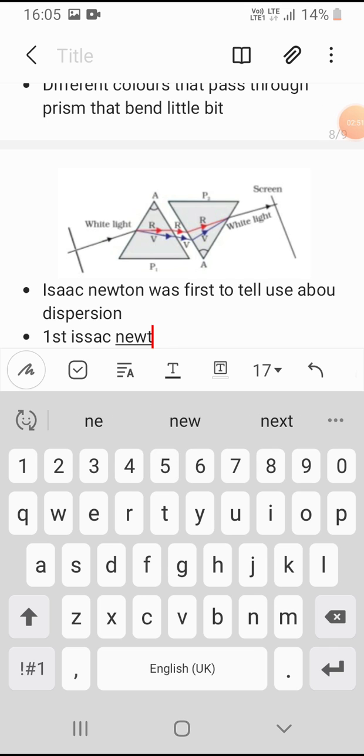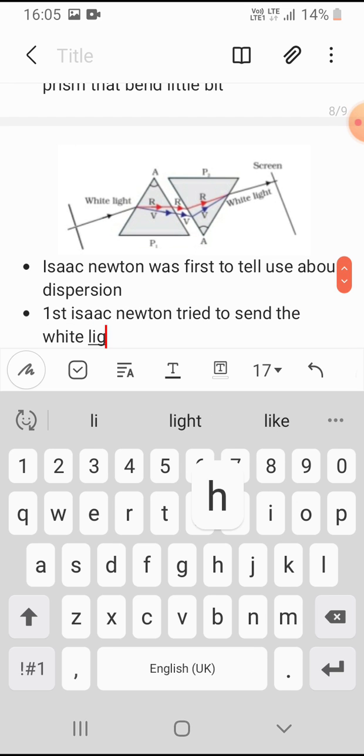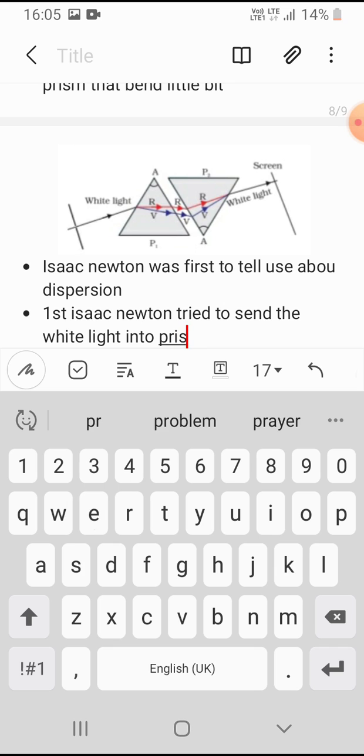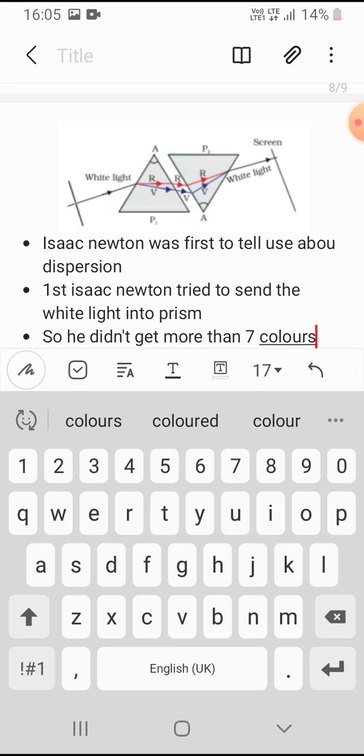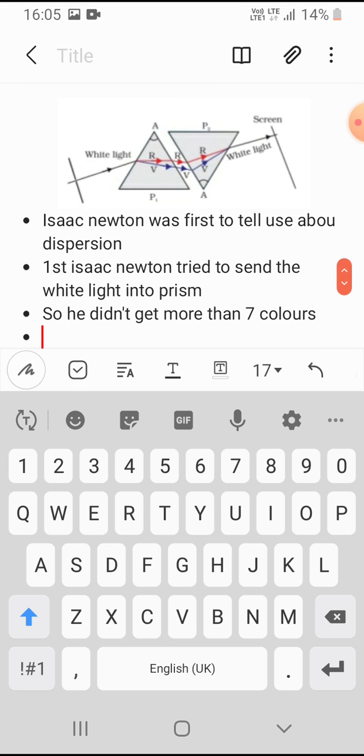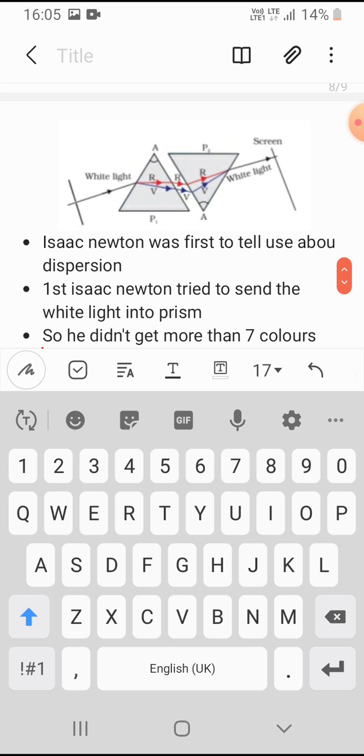So first, Isaac Newton tried to send the white light into a prism. He did not get more than 7 colors. Isaac Newton did not get more colors when he put the white light into the prism. So this photo shows that when you send white light into the prism, it becomes 7 different colors.